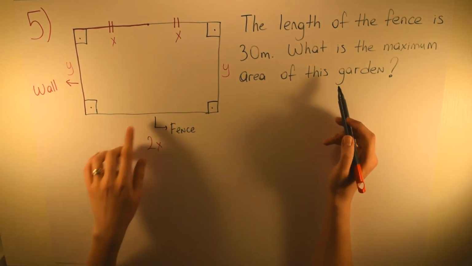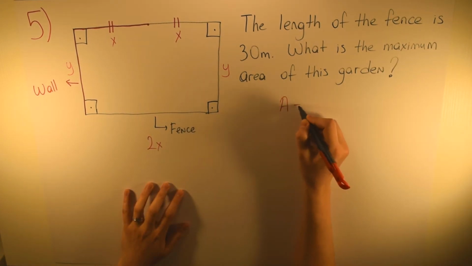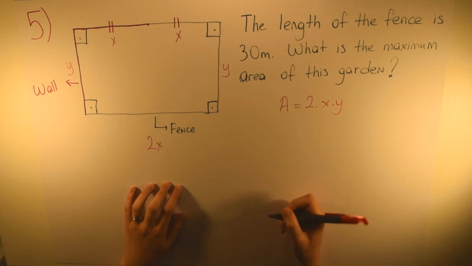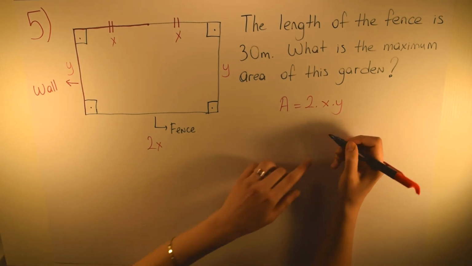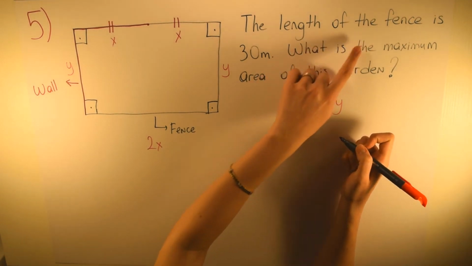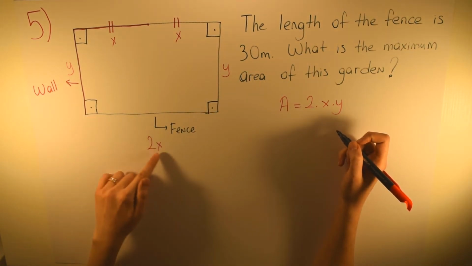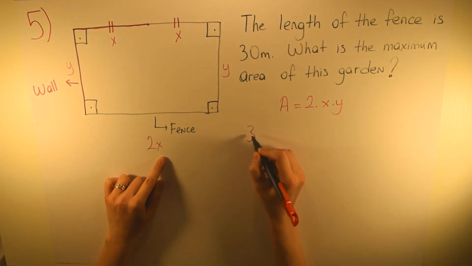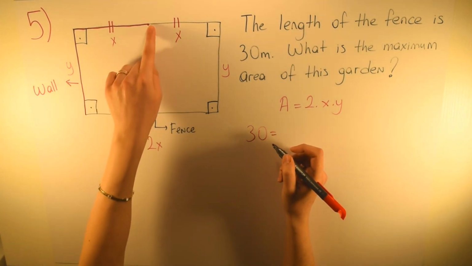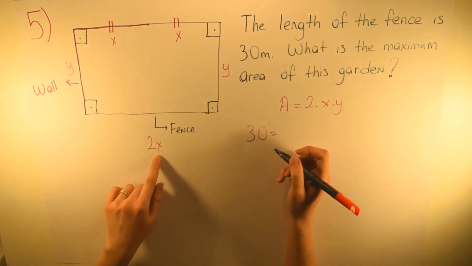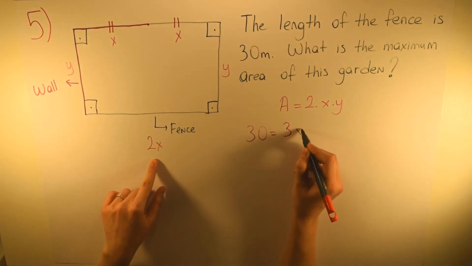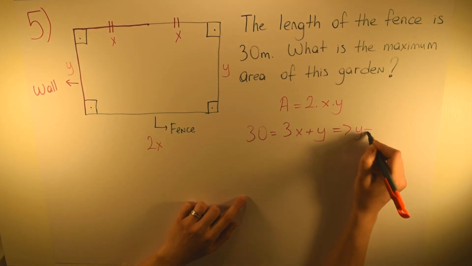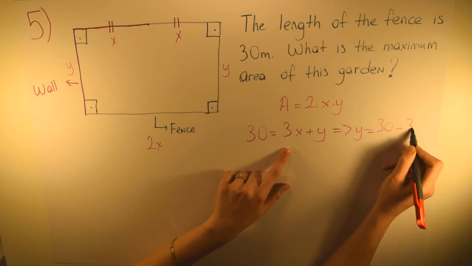So the area of this garden would be equal to 2 times x times y, right? So let's get rid of this y. How can we get rid of this y? We know that the length of the fence is 30 meters. The fence, as you can see, begins from here till here. So 30 meters is equal to 2x here, it starts from here, so it's x plus y plus 2x. So it's 3x plus y. So from here we know that y is equal to 30 minus 3x.